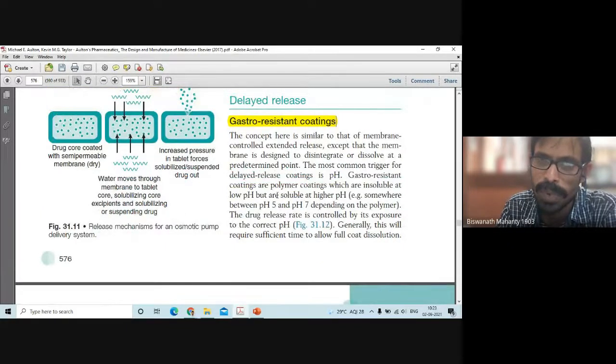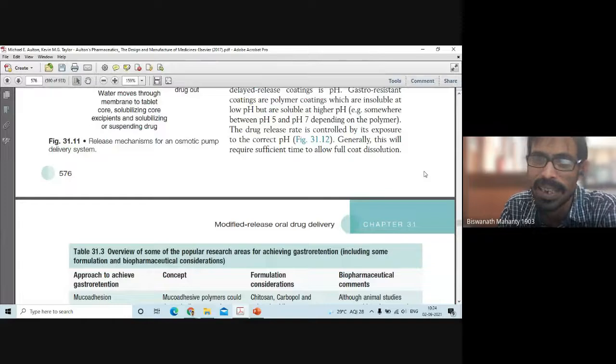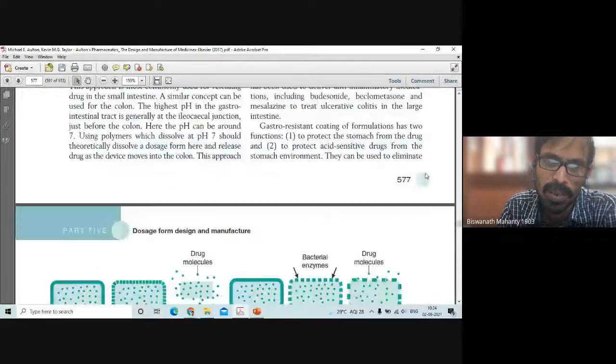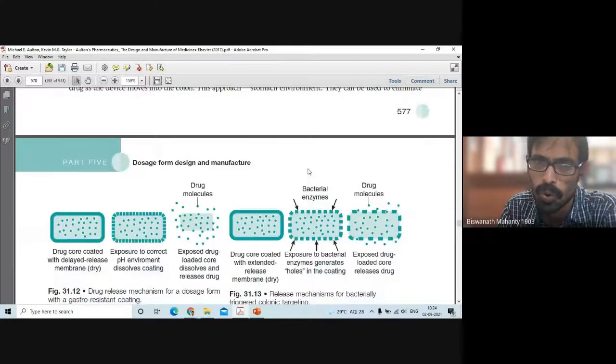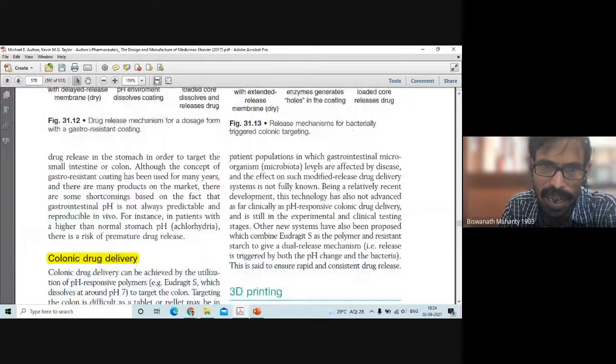Okay, so these polymers are insoluble at low pH but soluble at high pH, somewhere between 5 and 7, right? If I have such a polymer, it can actually do the job, and that is the most widely used approach to protect the drug. That is the one approach we are talking about. And the next one is colonic delivery. With this one, we are concluding this chapter.